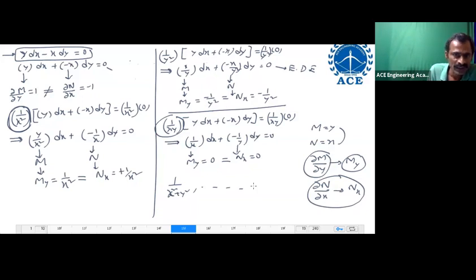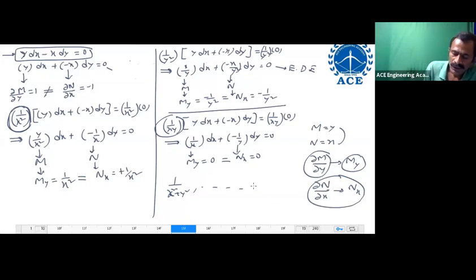Suppose integrating factors exist, more than one may exist. Like this: 1 by x square, 1 by y square, 1 by xy, 1 by x square plus y square, 1 by x square minus y square, and so on. From this, we can say that an integrating factor may or may not exist, and more than one may also exist. It is a condition.